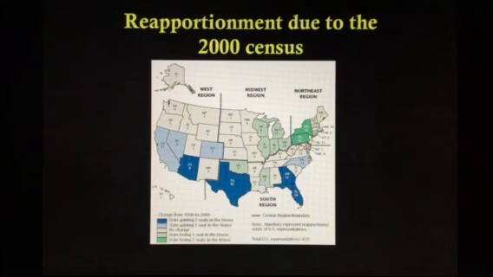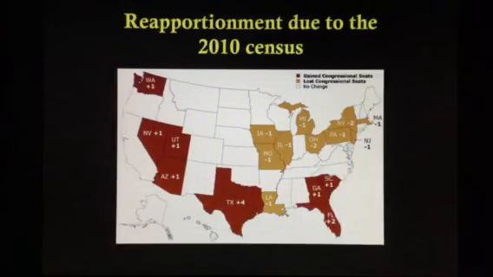That was in 2000. In 2010, the Rust Belt continued to lose House seats, and the Sun Belt continued to gain House seats. Notice how Texas gained four seats from 2000 to 2010. Florida gained 2. North Carolina did not have an increase in 2010 from that census. But those northeastern states, again, New York, Pennsylvania, Ohio, Michigan, Illinois, Iowa, Missouri, losing House seats.